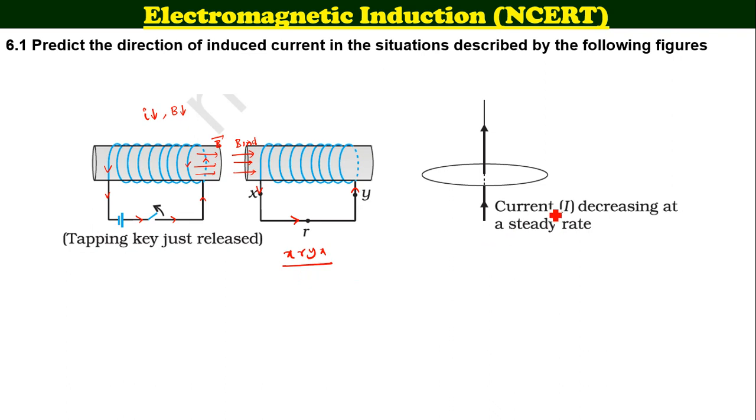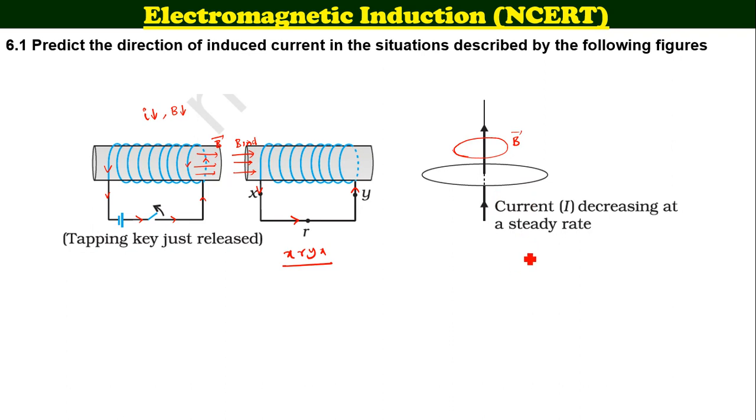Now the last one. Here, the current I flowing in this wire is decreasing at a steady rate. It keeps on decreasing. That means if you see this current carrying wire, the magnetic field will form in this direction, in a circular path like this. So this is the magnetic field direction. Very good. Then what will happen? Just cross check with the induced EMF. What happens to this induced EMF?